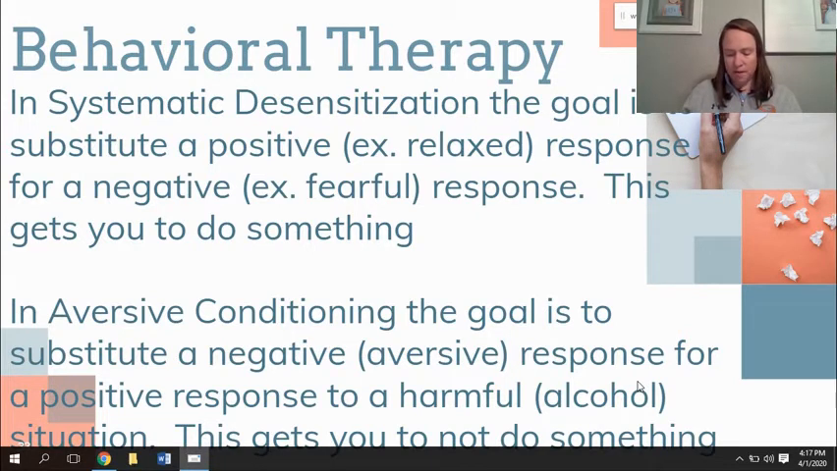If you want to put with systematic desensitization, get you to do something, like go outside your house and not have this phobia, and go out and about, get on an airplane and fly. Aversive conditioning, get you to not do something or to stop doing something, like drinking alcohol.